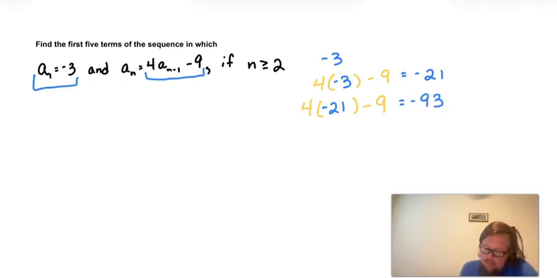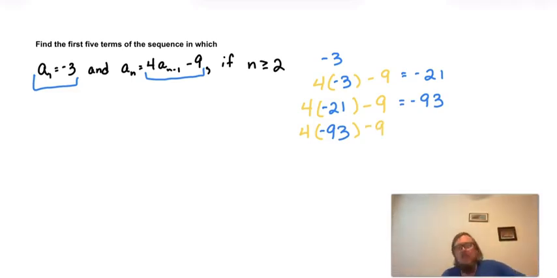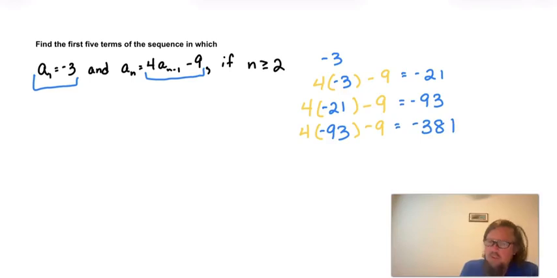Oh, Lord have mercy. These are going to get to be quite big numbers. Well, small numbers because they're negative. Quite big small numbers. 4 times -93. All right, I'm going to cheat and use my calculator over here. So 4 times -93 is -372. And -372 minus 9 is -381. Whew, that's the fourth term.